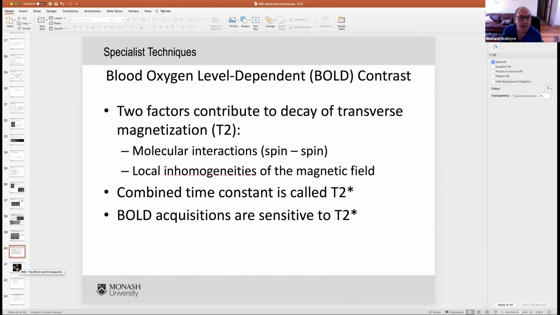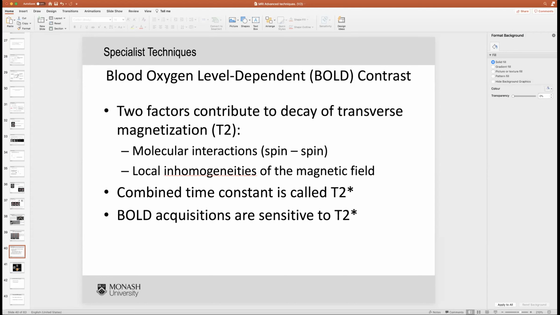Okay, so we're talking about blood oxygen level dependent now. So we're moving on. We've talked about high field strengths. We've talked about spectroscopy. We've talked about diffusion tensor imaging. Now we're going to talk about blood oxygen level dependent, or BOLD contrast. So BOLD contrast is fMRI. It's functional magnetic resonance imaging, and it's mainly used in research. Research uses a lot of functional MRI.